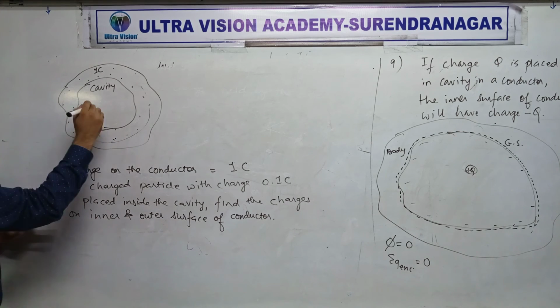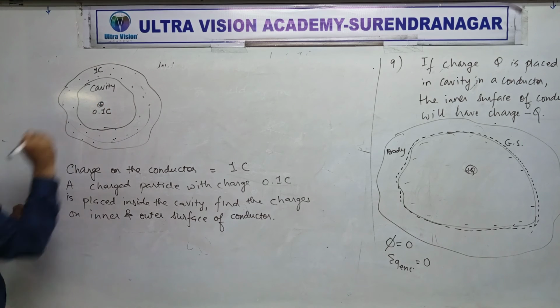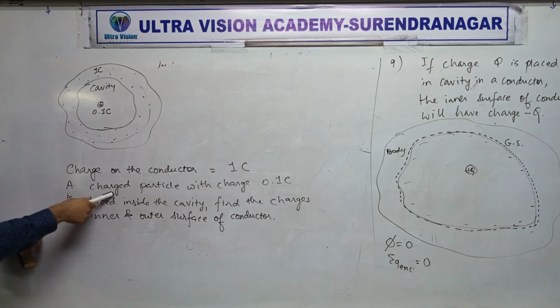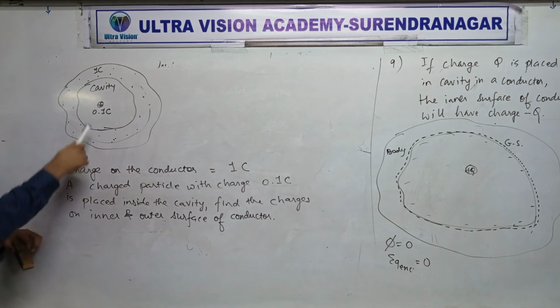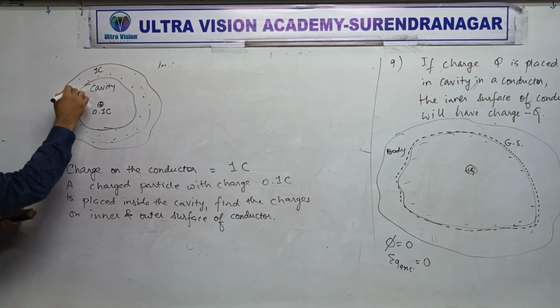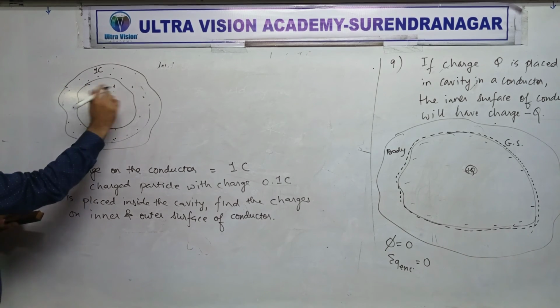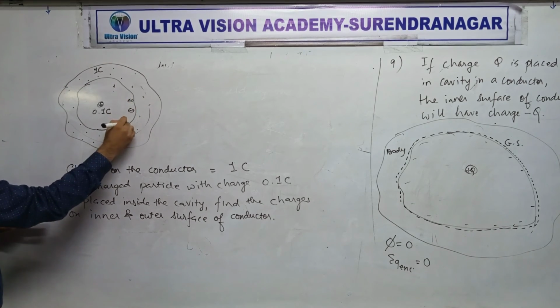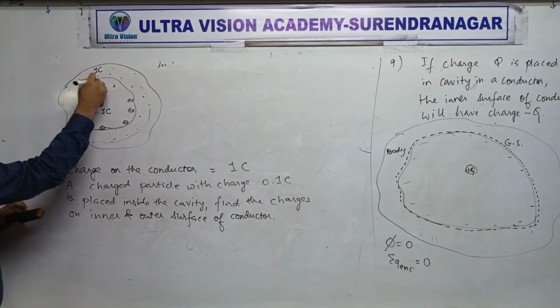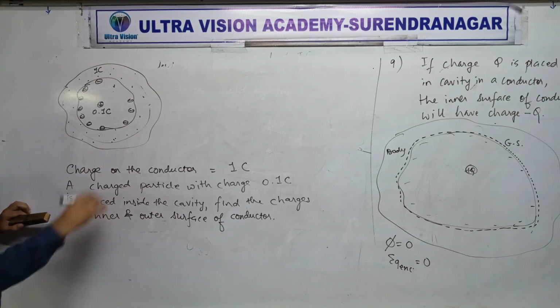Now, if we are putting one positive charge here, how much? 0.1 coulomb. Clear or not? Yes or no? If we do that, what will happen? There will be a negative charge on this surface. Yes or no? Clear? How much negative charge? Minus 0.1.